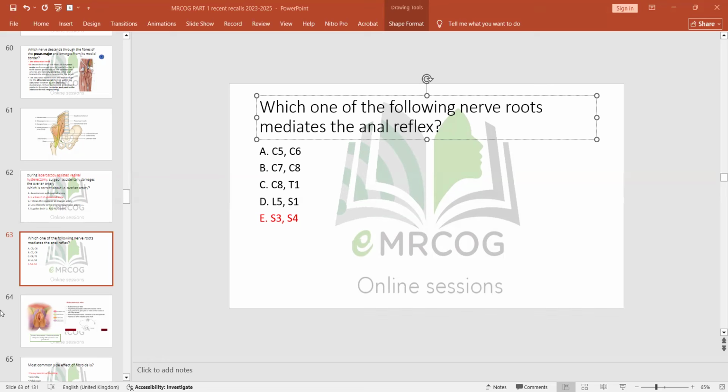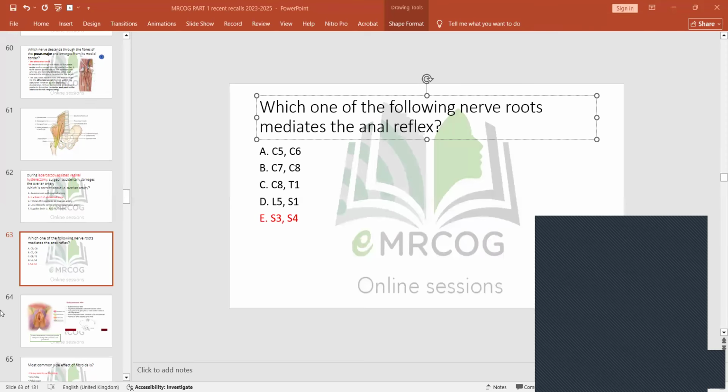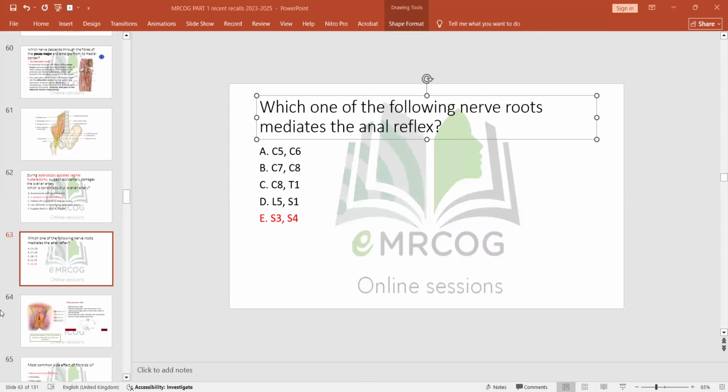Okay, you got it. So the superior rectal is from the inferior mesenteric artery, the inferior rectal artery from the internal pudendal. The middle is also from the internal iliac, yes, not from the pudendal. It comes from the internal iliac. Excellent, guys.